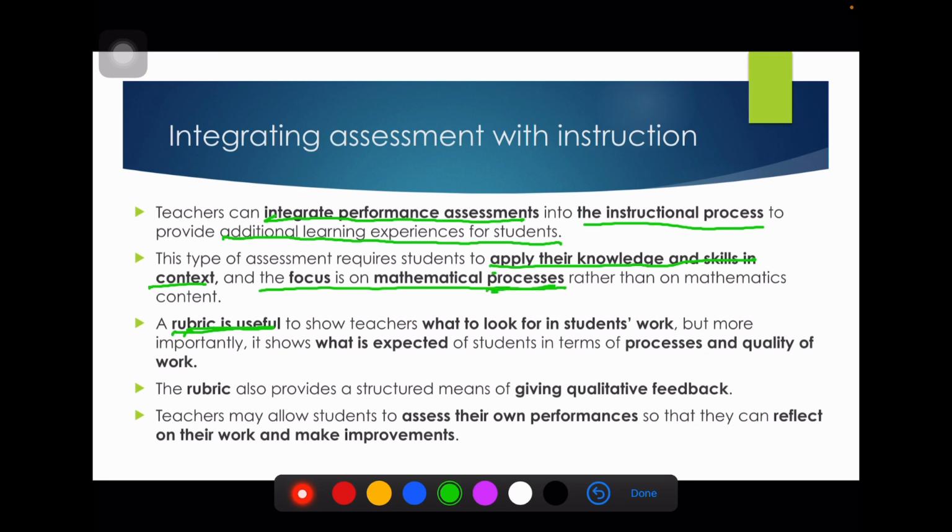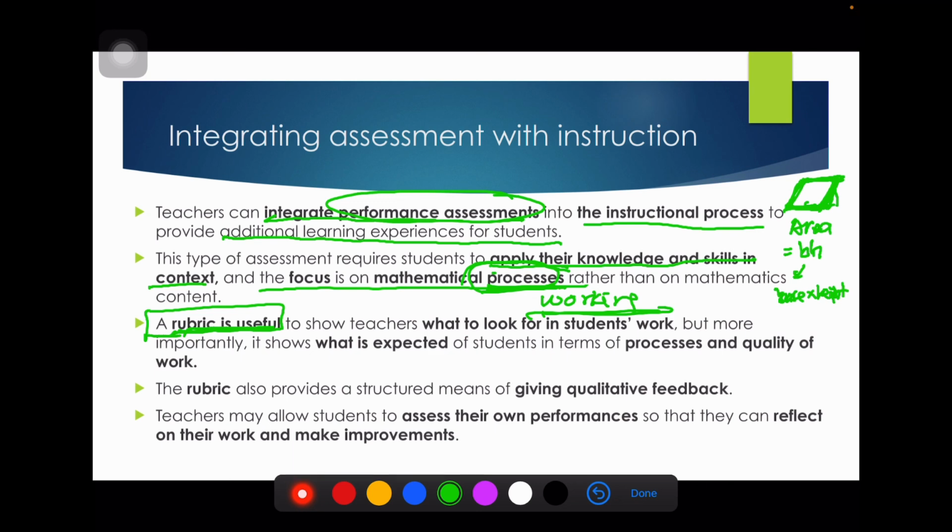The processes here are what we used to call the working. So whenever they face a question or a problem, they will use the mathematical skills that they get in your class to assess the situation and find ways to solve the problem. That means they will go through the working or the process step by step until they solve the problem. Now this type of assessment, performance assessment, will need to use a rubric.